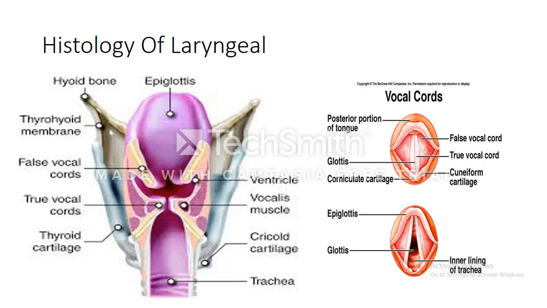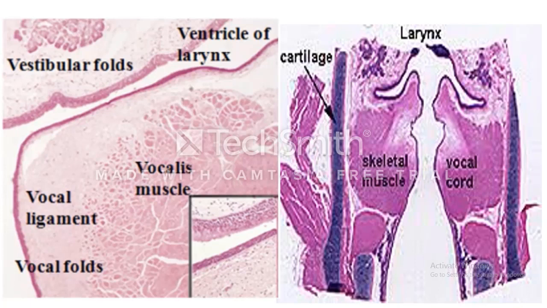There are two types of vocal cord in the structure of the larynx: true and false vocal cord. And this vocal cord is supported by skeletal muscle. Okay, and this is the larynx, and this vocal cord is supported by the laryngeal skeleton. Okay.